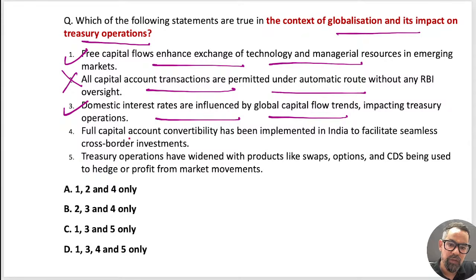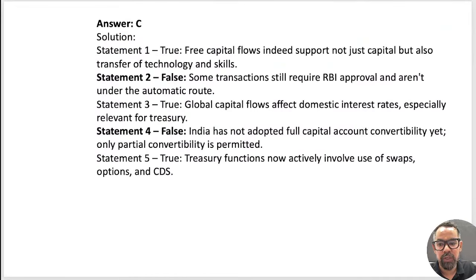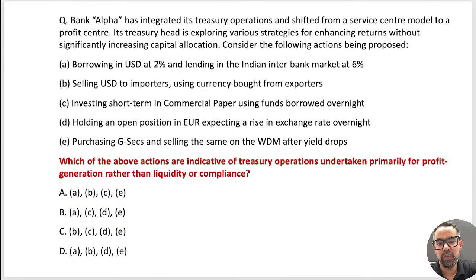The next one is: full capital account convertibility has been implemented in India now. Treasury operation has widened its product range, like swap, CDS and others. Yes, 135, which means option C will be the right answer for this particular one. Correct? I guess everyone marked correctly. Yes, very good. Next one, guys. Vigneshwar sir, Rajiv sir, very good. Well done. Next one.